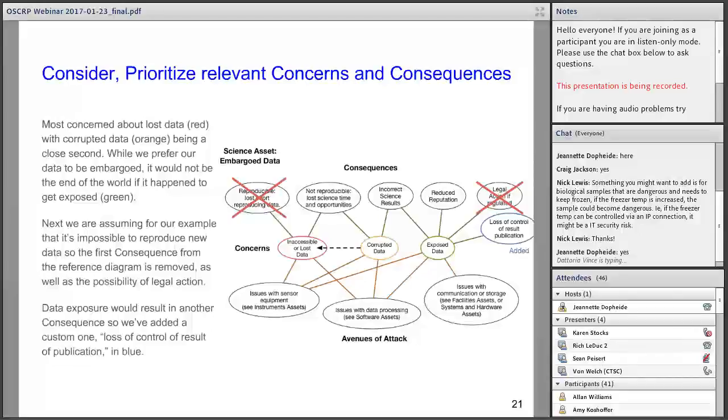And so then, for this particular example, we've crossed off the fact that it's impossible to reproduce data, so some of these consequences get removed, and then data exposure gets added as an example as we move through. And so now, by having this mapping down, you can look at the avenues of attack.